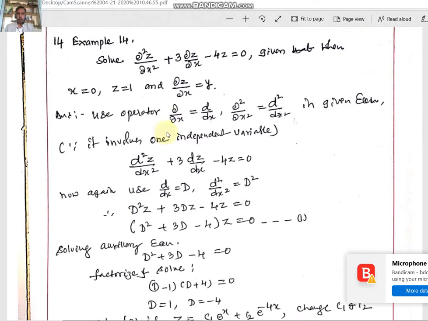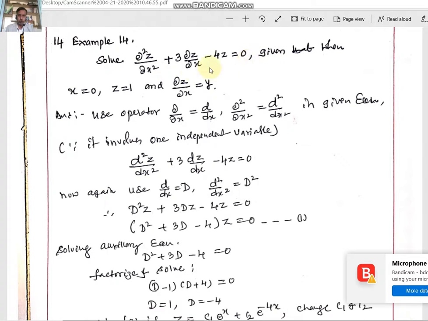So in the next example, solve dou square z by dou x square plus 3 dou z by dou x minus 4z is equal to 0. Given that when x is equal to 0, z is 1 and dou z by dou x is equal to y. You can observe this is involving only one independent variable x, and on the right hand side it is 0.